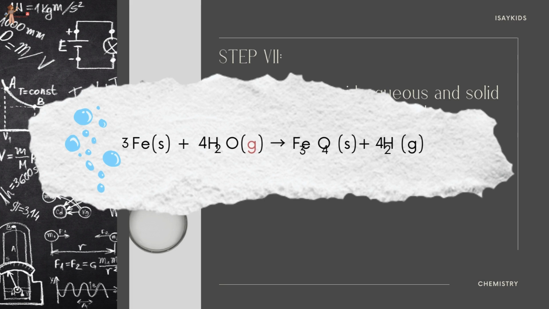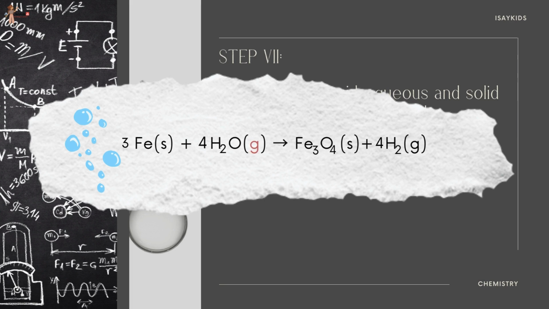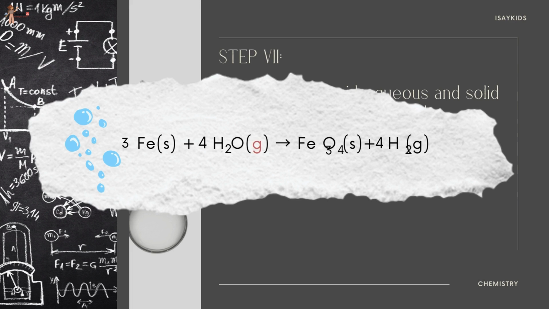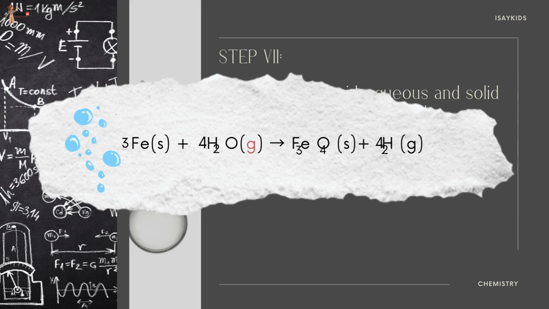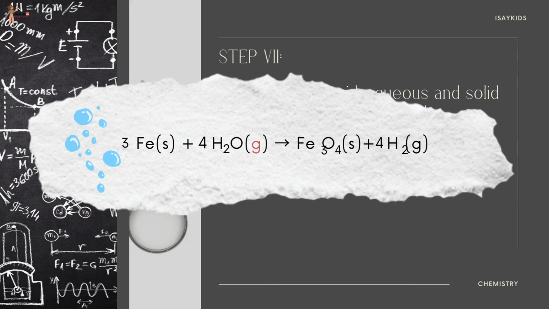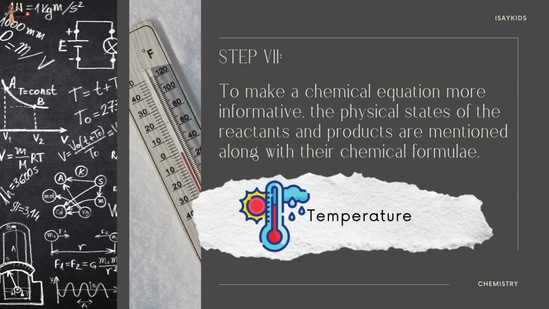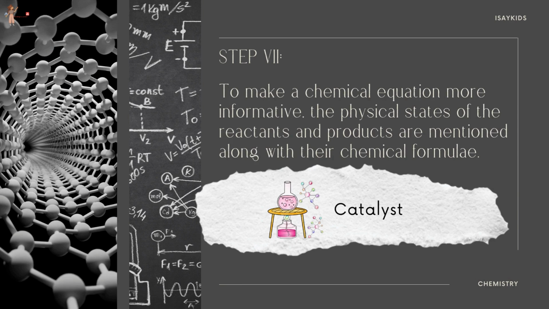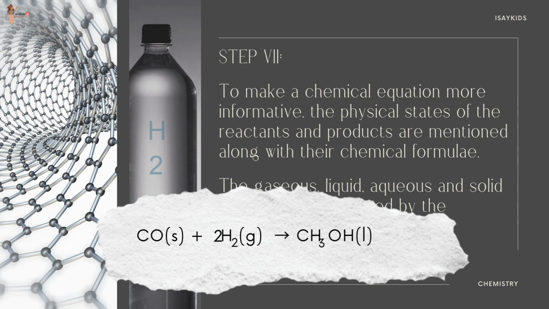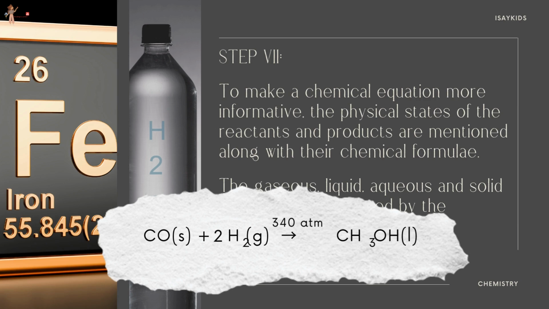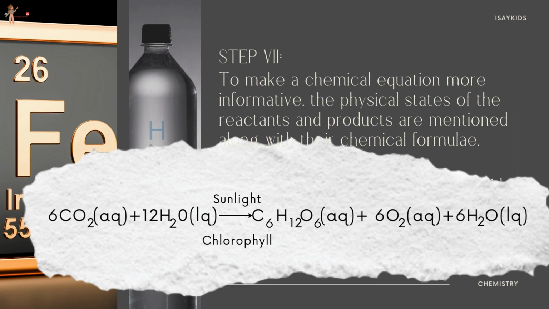Note that the symbol g is used with water to indicate that in this reaction, water is used in the form of steam. Usually, physical states are not included in a chemical equation unless it is necessary to specify them. Sometimes the reaction conditions, such as temperature, pressure, catalyst, etc., for the reaction are indicated above and or below the arrow in the equation. For example, 340 atmospheric pressure. The equation of photosynthesis involving sunlight and chlorophyll.